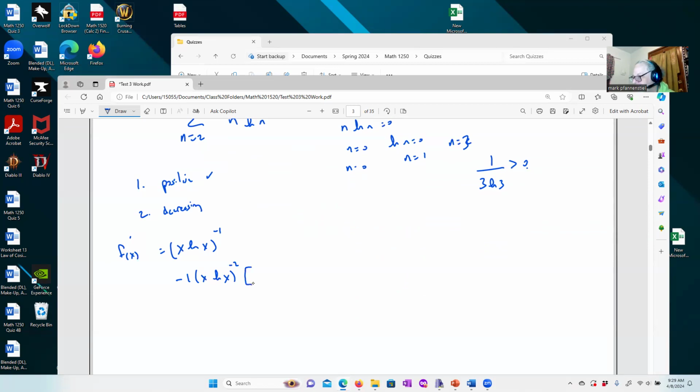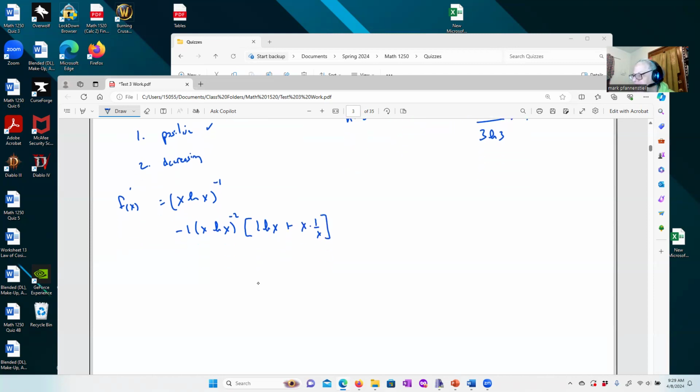Now we have to do the derivative of the inside. The derivative of the first is 1 times the second, plus the first times the derivative of the second, which is 1 over x. So we have ln x plus 1, over x ln x squared, all negative. Since after x equals 2, ln x is a positive number, we have a positive number plus a positive number, and then a negative sign in front of it. This is a decreasing function. This whole thing is always going to be less than 0.